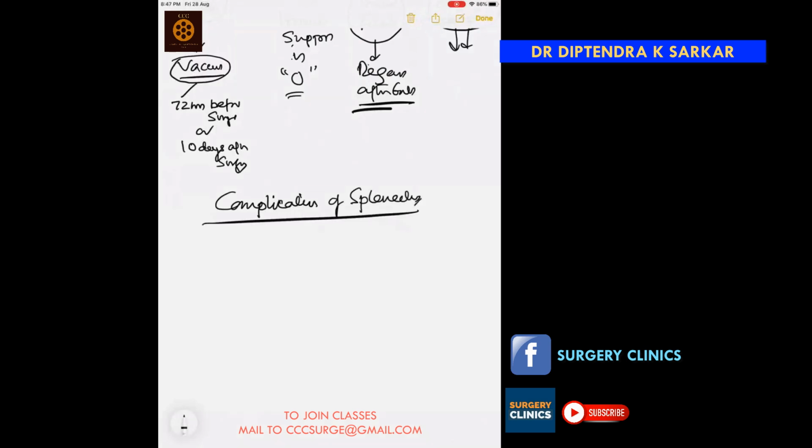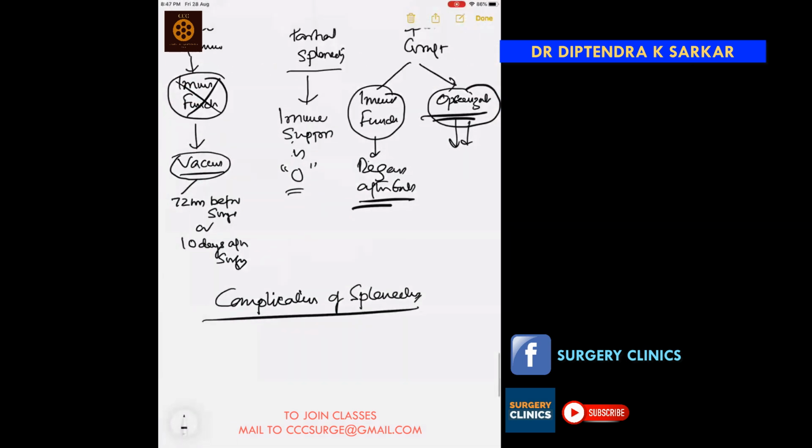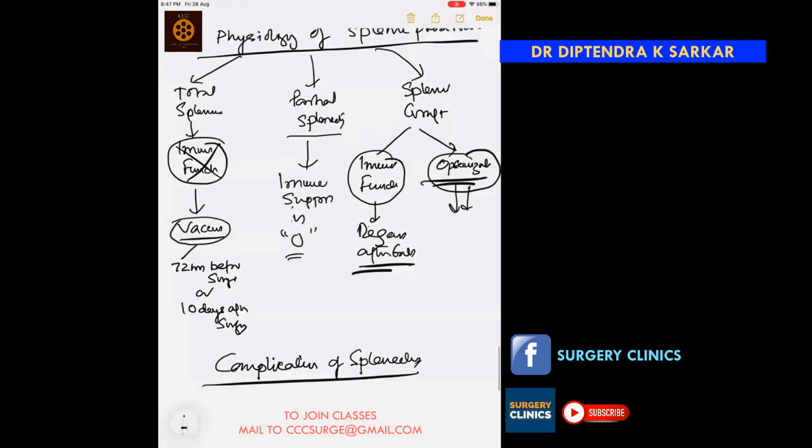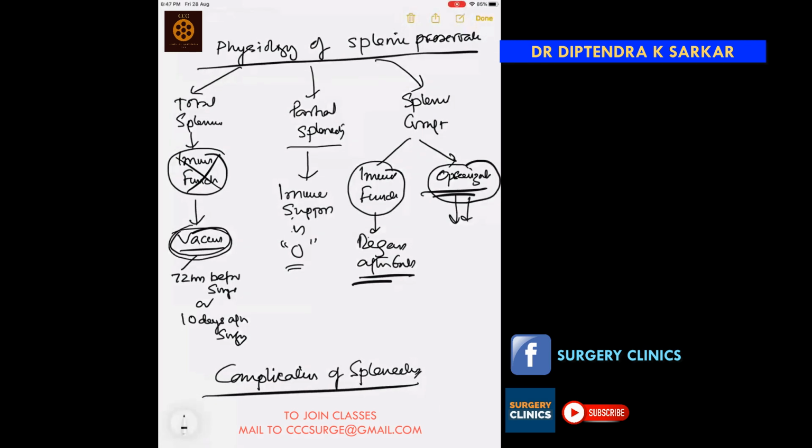Sir, can you repeat about vaccinations again? Okay. As I said, in vaccination, the issue is you have to give it 72 hours before the planned splenectomy or 10 days after the splenectomy is over. In between the 3 days and 10 days, there is a general immune suppression, and therefore a vaccination is not indicated or should be avoided.